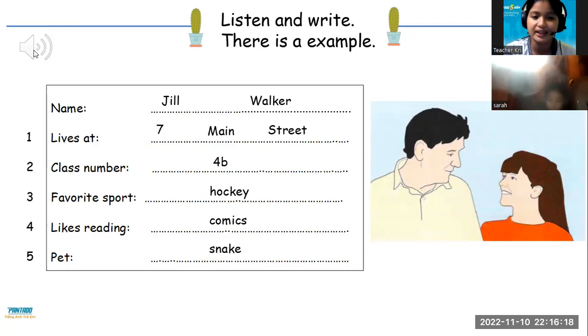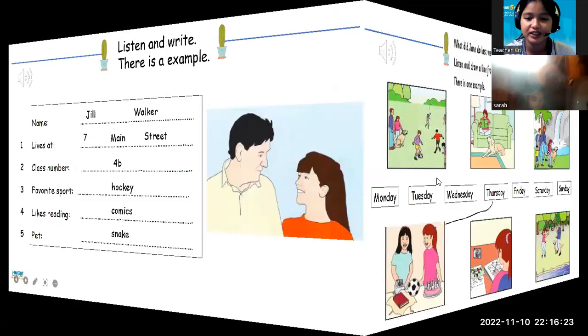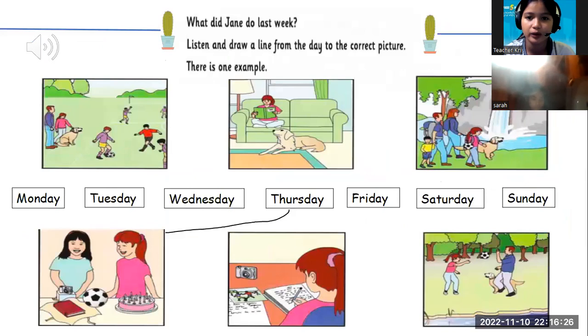Okay, so that is the end of audio part 2. That is all about it. Okay, so let's proceed to the next part. So we are now in part number 4. Okay, so this is what Jane did last week. So from Monday to Sunday. So in this activity, there are 6 pictures. So you're going to draw lines from which picture did Jane do that day. Okay, so I'll play the audio now and please draw a line.